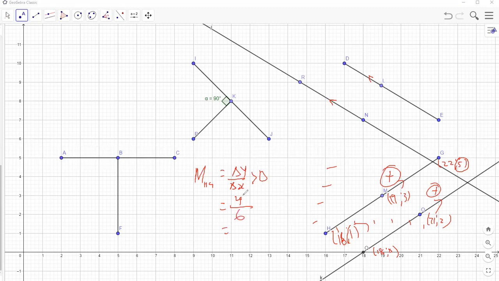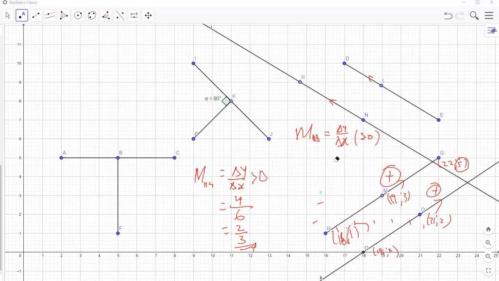4 over 6, we can write this as a simple fraction, because 2 is the highest common factor between these two. 2 goes twice into 4 and 3 times into 6. So that's the gradient, 2 over 3. And as we had said, this should be positive. It is positive already, so we don't need to put in the plus sign. Let's also study the gradient of this line QO. Again, change in y over change in x, and we note that we expect this to be positive. Very important to note.